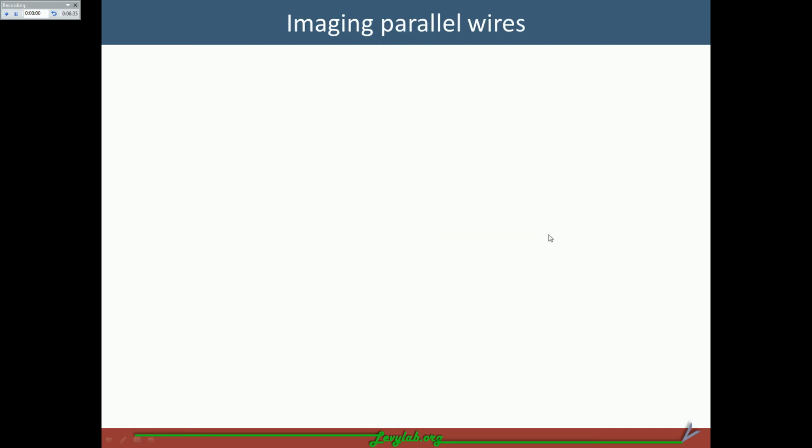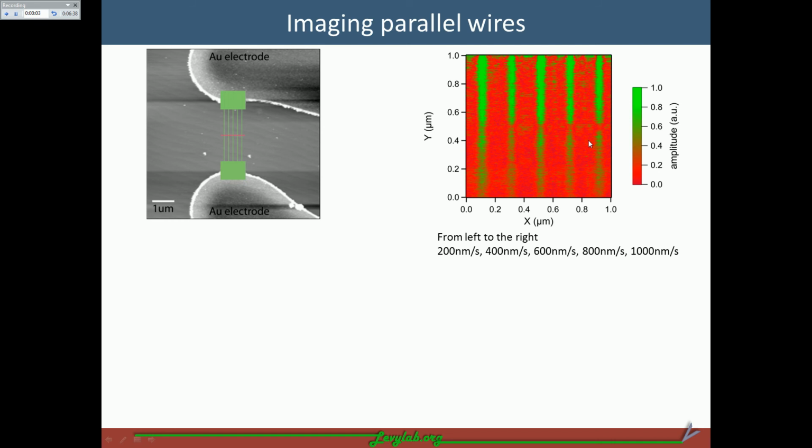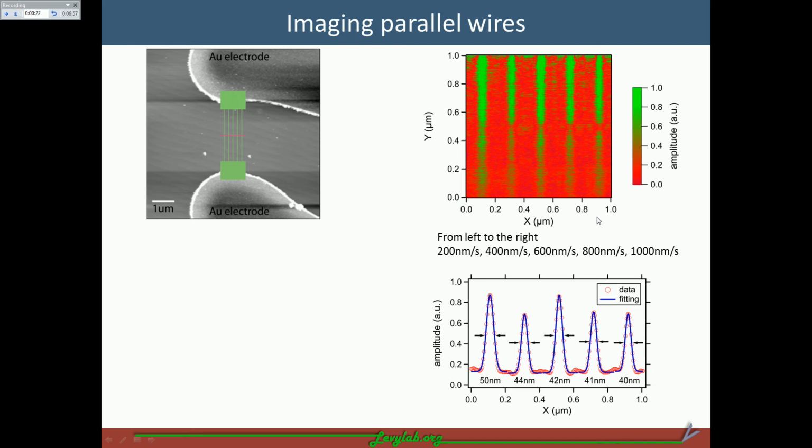Also, we can image parallel wires, shown here from the left to the right. The writing parameter is changed from 200 nanometers to 1000 nanometers, writing with 8 volts bias voltage, and then cutting in the center with a negative 8 volts bias. We image all these 5 wires and measure the wire width of them. So we can say the wire width varies as we change the writing parameter.